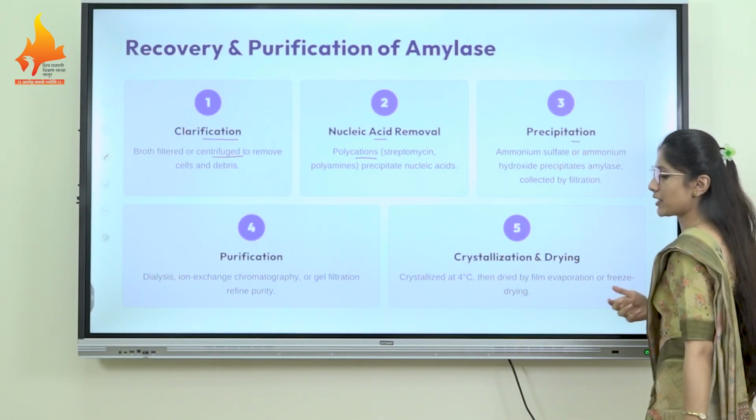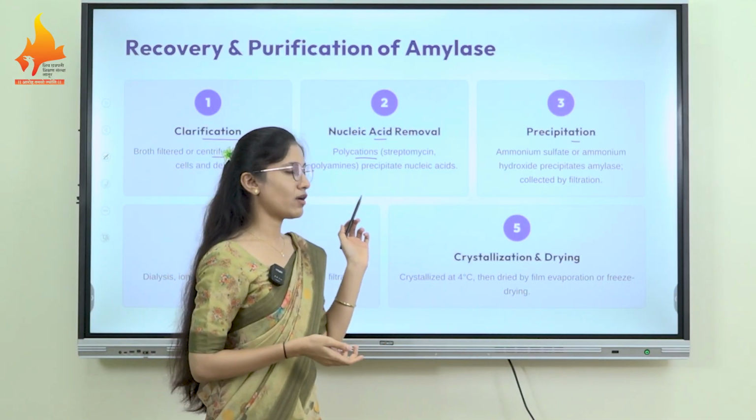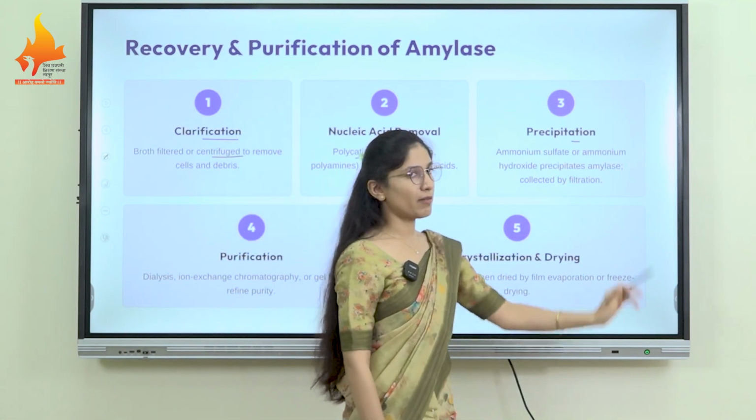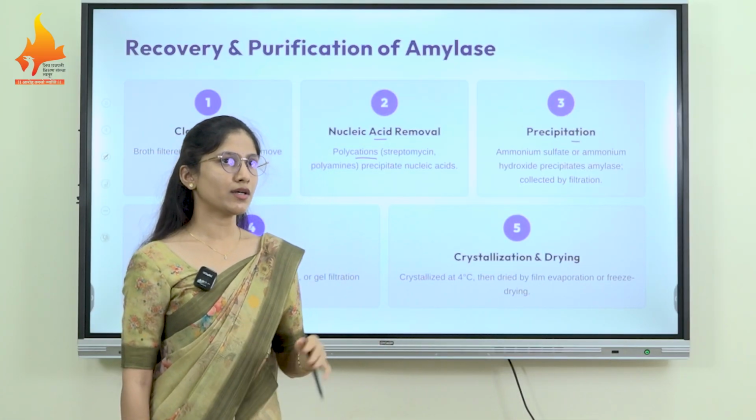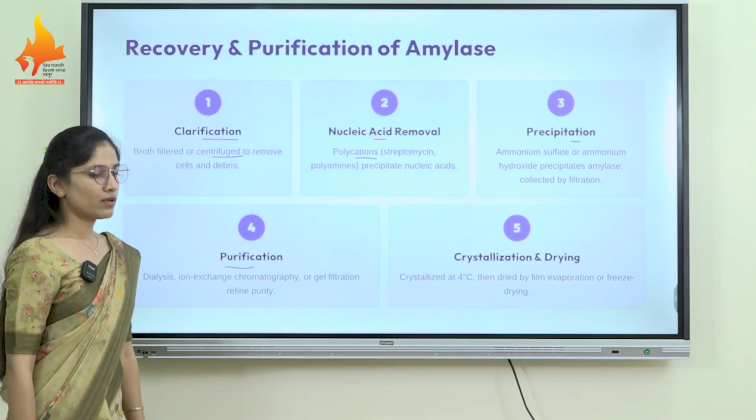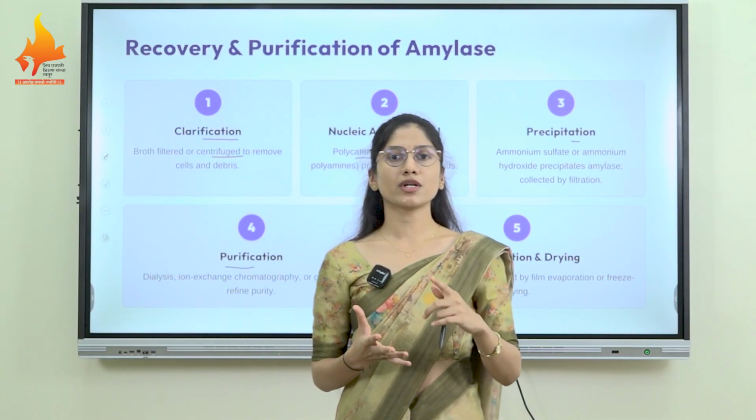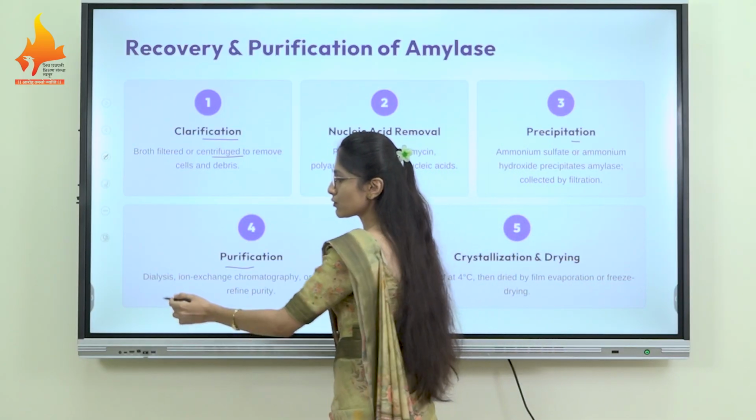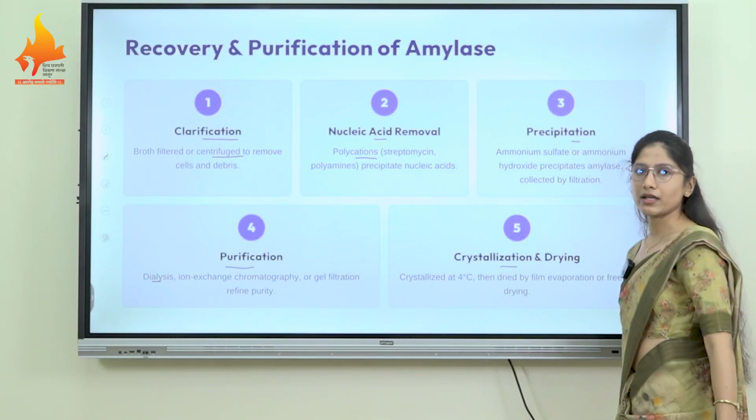These polycations are responsible for precipitating the nucleic acid. Next step is precipitation using ammonium sulfate and ammonium hydroxide. These chemicals precipitate amylase, and this precipitate is collected by filtration. We use filters here. Next, the purification. We purify the desired product using chromatography techniques including gel filtration and ion exchange chromatography. Along with that, we use dialysis. And lastly, the crystallization and drying.